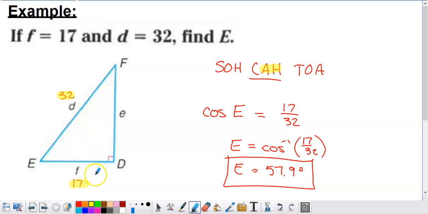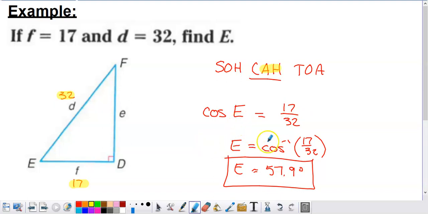So if we set this up, cosine of, and the input to a normal trig function is always the angle that you were referencing. In this case, it's the angle that we're looking to find. So cosine of capital E is going to equal adjacent, which measures 17 units, divided by hypotenuse, which measures 32 units. So cosine of angle E is equal to 17 over 32. Now what we want to do is figure out what angle E measures. We are going to be measuring our angle in degrees here.